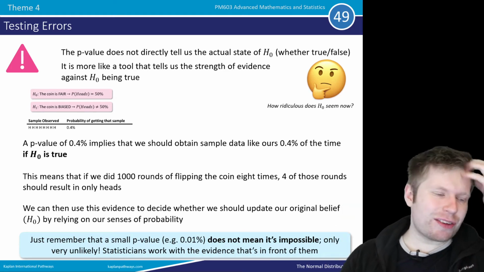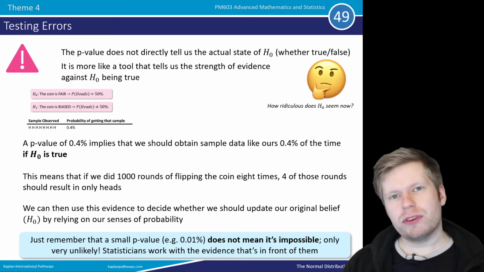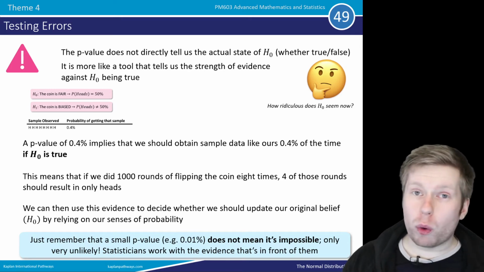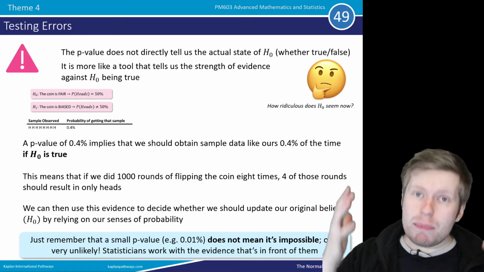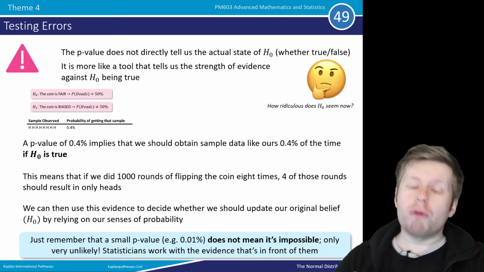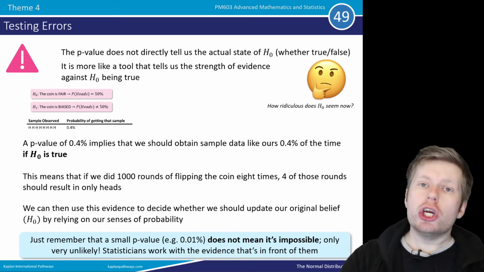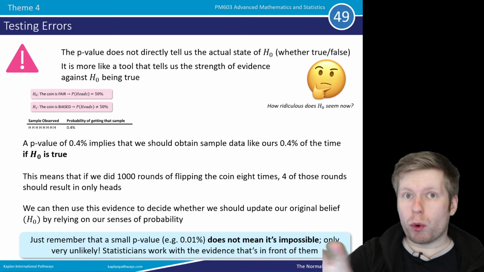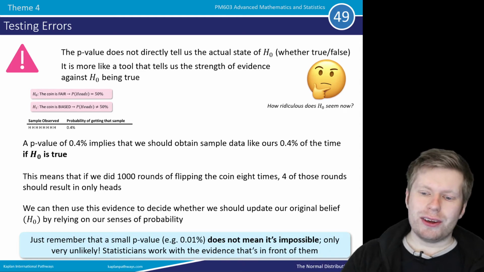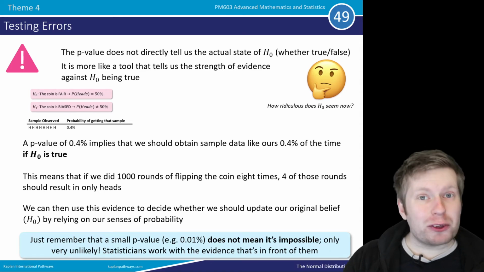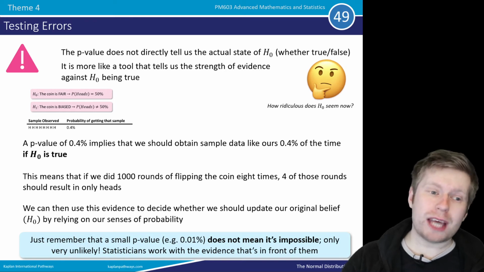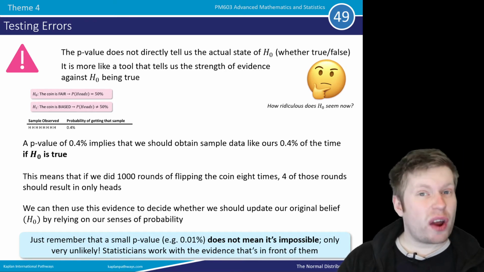So the statisticians, if you like, only work with the evidence that's in front of them. So a p-value of 0.01% means exactly that. It means that 0.01% of all of the samples that you obtain should result in a sample like this, or more extreme. So just be aware that it doesn't mean it's impossible to obtain this sample. It just shows that it's very, very unlikely.